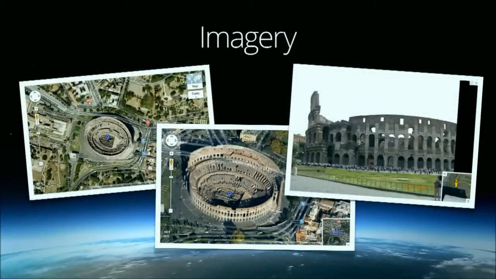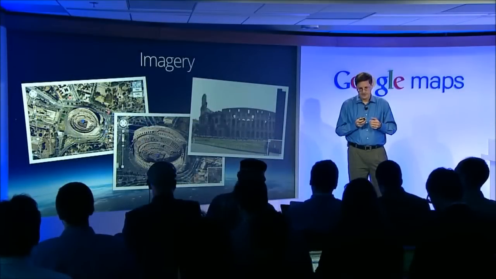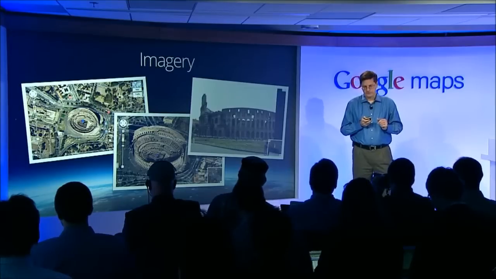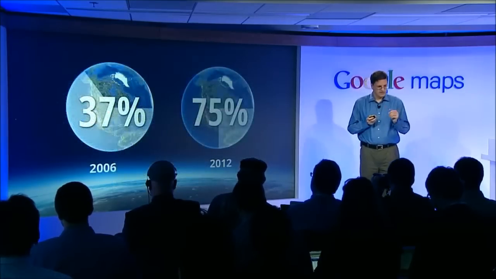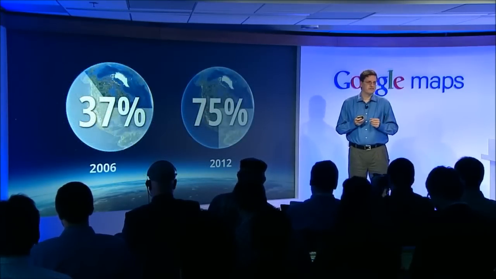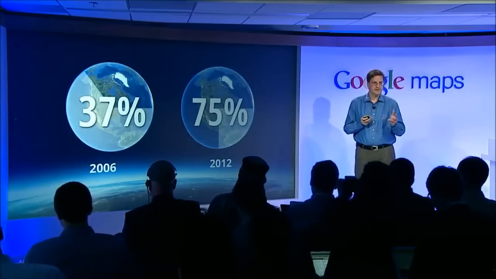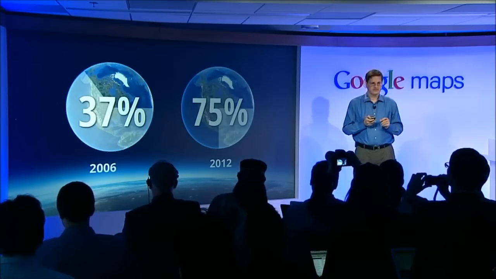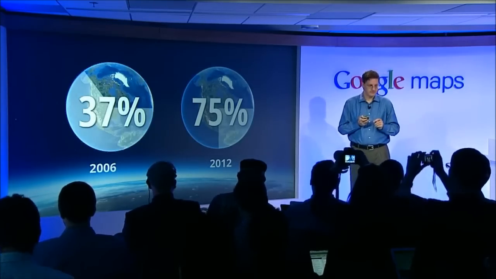So in 2006, after we had launched Google Earth, we had much of that imagery that Larry had bought from Digital Globe. But today, that same amount of data is launched every 2 weeks onto both Google Earth and Google Maps. In 2006, 37% of the world was covered with high-resolution imagery, and today, 75% of all people in the world can see their house in high resolution.